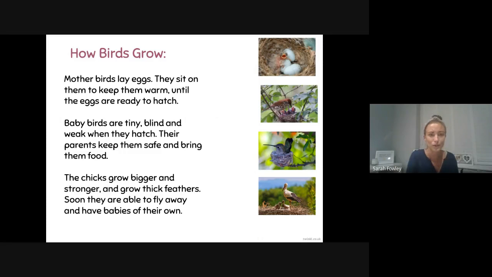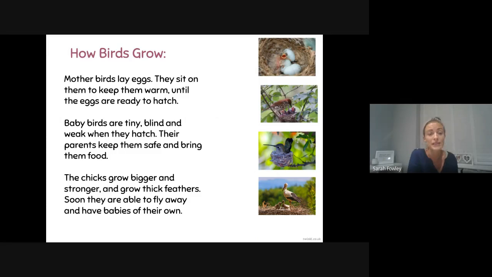So how do birds grow? Mother birds lay eggs. So they don't grow inside. Baby birds don't grow inside their mothers. The mothers lay eggs, and they sit on them to keep them warm until the eggs are ready to hatch. Who can remember what the word hatch means? That's right. It means to crack open. Baby birds are tiny and blind. That means that they cannot see.